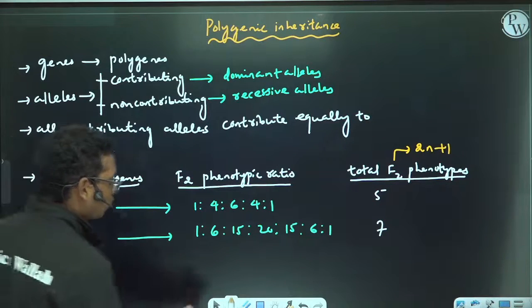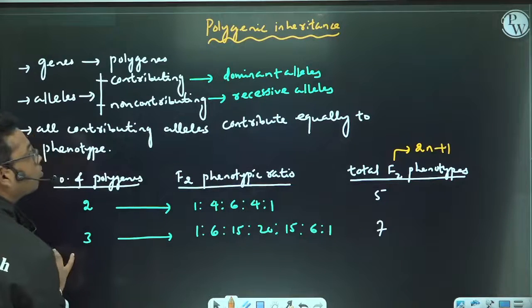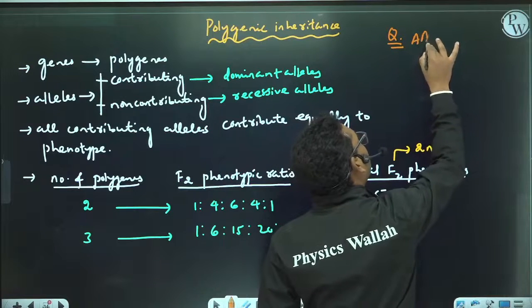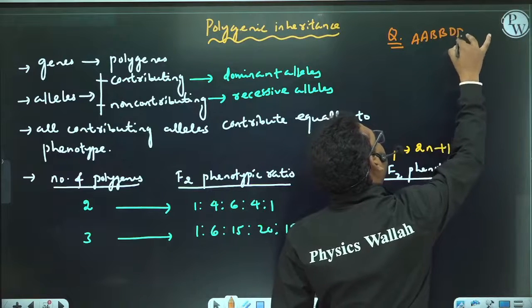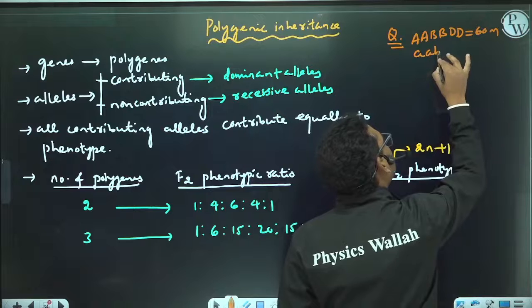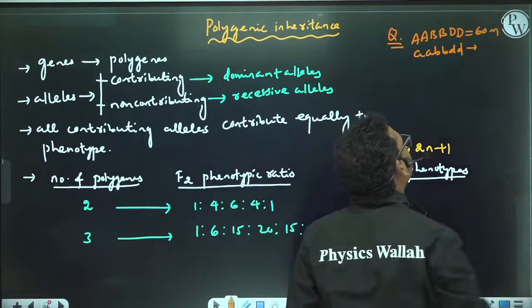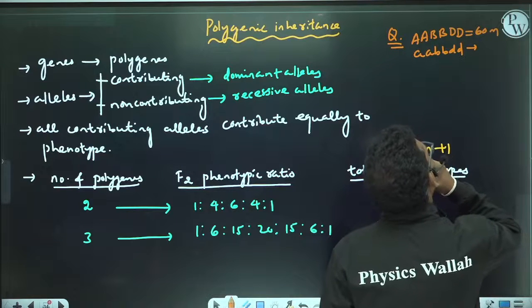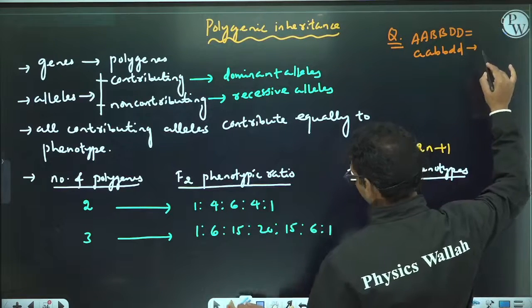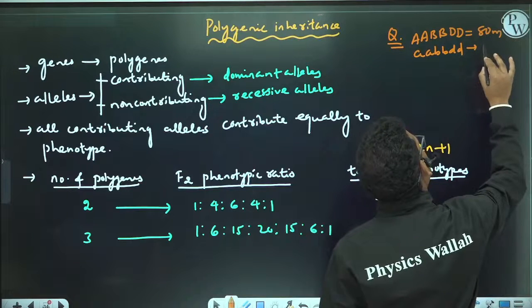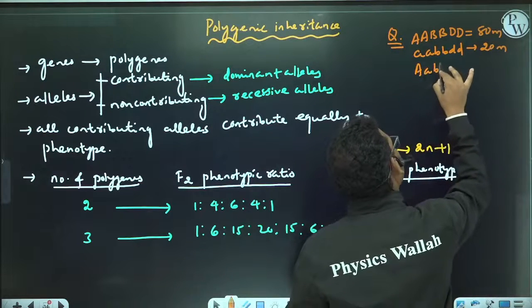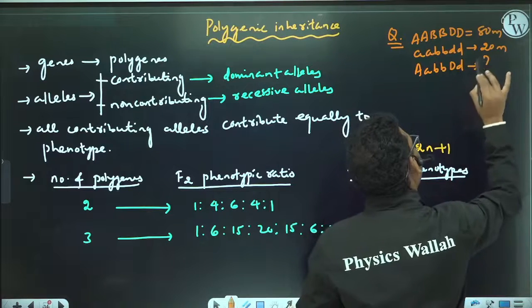Let me ask you one question. If the height of an individual with genotype capital A, capital A, capital B, capital B, capital D, capital D is 80 meters, and the height of the individual plant with small a, small a, small b, small b, small d, small d is 20 meters, what will be the height of a plant with genotype capital A, small a, small b, small b, capital D, small d?